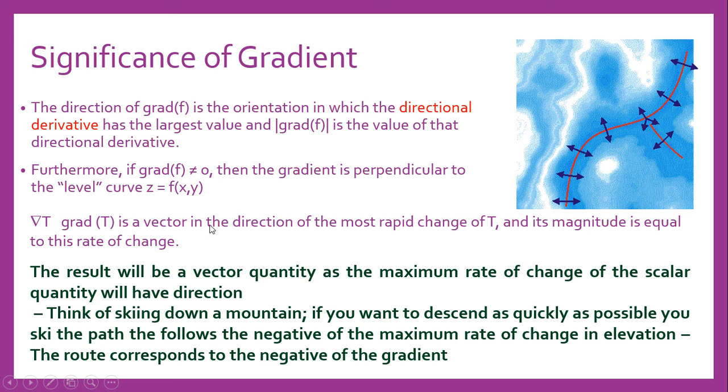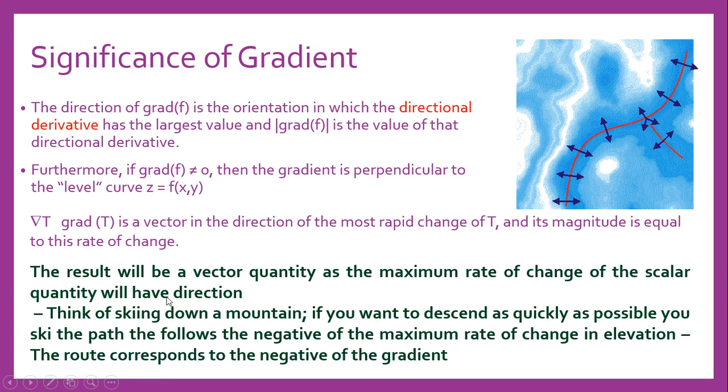So the gradient is a vector in the direction of most rapid change of the function, and its magnitude is equal to the rate of change. The result will be a vector quantity, as the maximum rate of change of a scalar quantity will have a direction. Can you understand? Because the field is a scalar, there is no direction. If you apply the gradient, it finds a direction where there is a maximum. That means you are getting a directional quantity. So you can say the gradient operator gives a vector field.